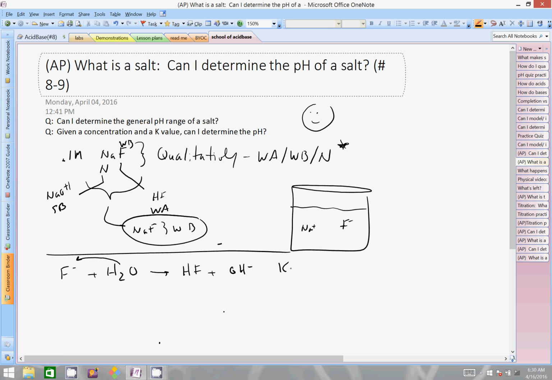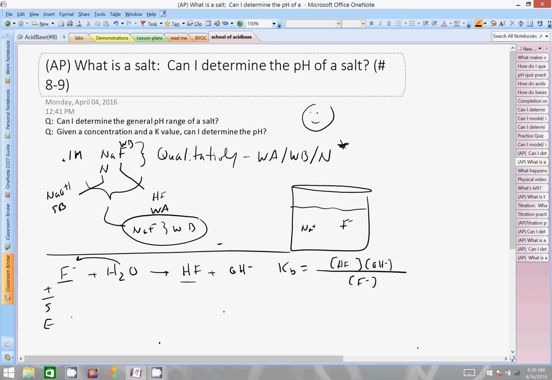I'm going to have a Kb equals concentration of HF times concentration of hydroxide ions, over the concentration of F negative. And I make sure I got this one right. Did have it right. The product is HF, and this one is just F negative. Fill yourself out a nice table.